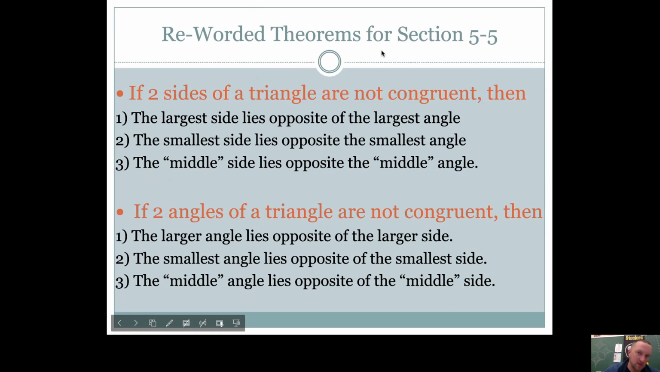So here's some reworded theorems for this section. If two sides of a triangle are not congruent, then here's what you know. The largest side is across from the largest angle. The smallest side is across from the smallest angle. And the side in the middle is opposite the angle in the middle. And obviously the converses are true also. So we know the larger angle is across from the larger side. The smallest angle is across from the smallest side. And then the angle in between is opposite the side that is in between in length.